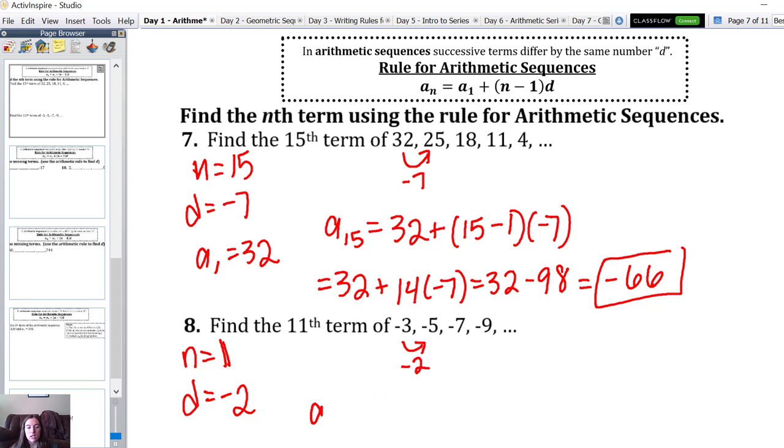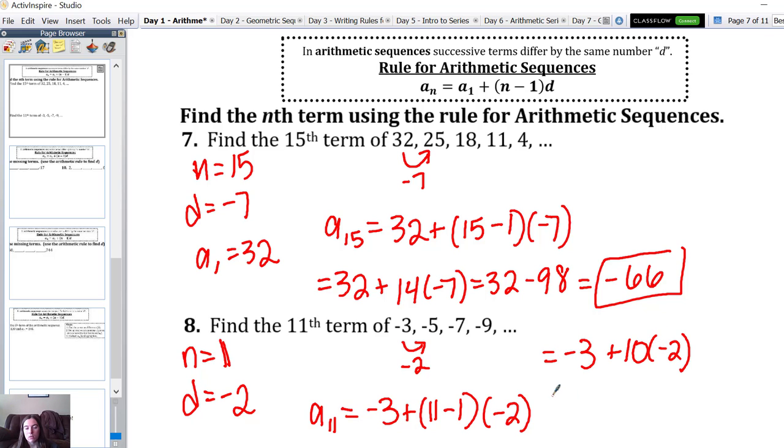Using our rule, we need a sub 11. We know our first term is negative 3, plus n is 11 minus 1 times negative 2, which was our value of d. To simplify this, we have negative 3 plus 10 times negative 2, which is negative 3 minus 20, so the 11th term would get us to negative 23.